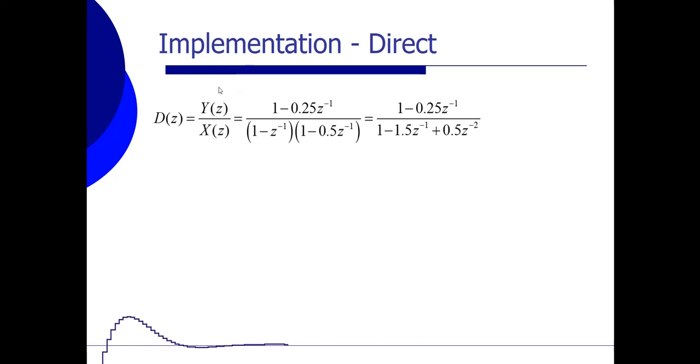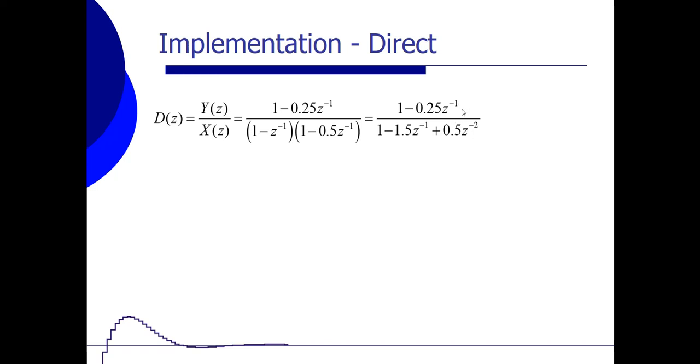And here we have a transfer function which we have called D, and D is the transfer function of a filter. Y is the output of that filter and X is the input of that filter. And we have described that in the discrete domain, in the Z domain. This is my example which I'm going to use, which has a numerator and a denominator. When we work that out, we have in the numerator 1 minus 0.25 times Z to the power minus 1. And in the denominator, we get 1 minus 1.5 times Z to the power minus 1 plus 0.5 times Z to the power minus 2.